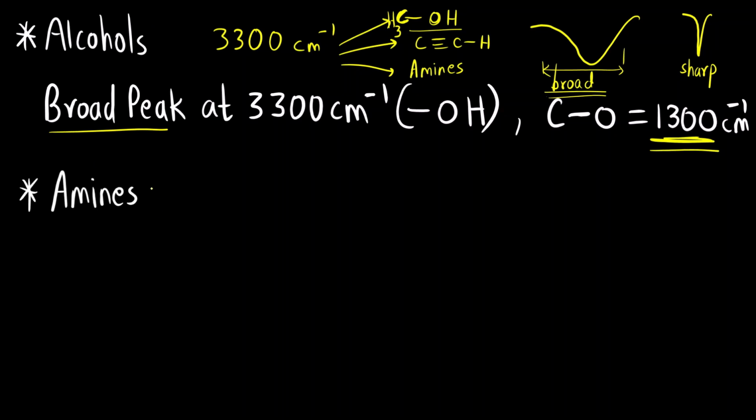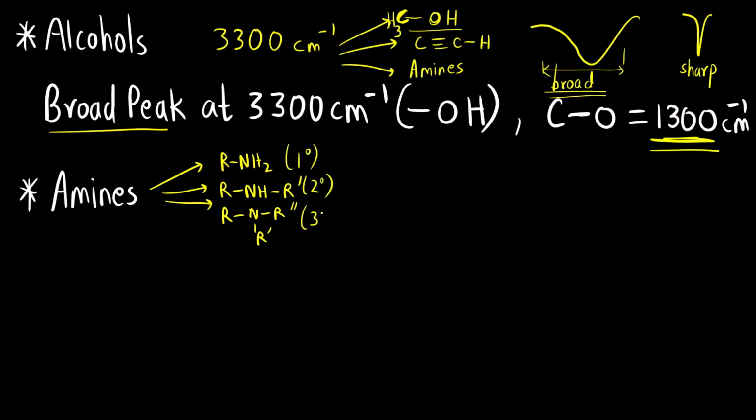Second is amines. Now amines are of three types, we know. One is primary amines, another is secondary amine, where there are two R groups, and the third is tertiary amines, with R and R dash. So primary, secondary, and tertiary. How do you differentiate between all these three? First of all, for amines, again you will get a peak at 3300, but the only difference here is that it is going to be a sharp peak. It is not a broad peak.